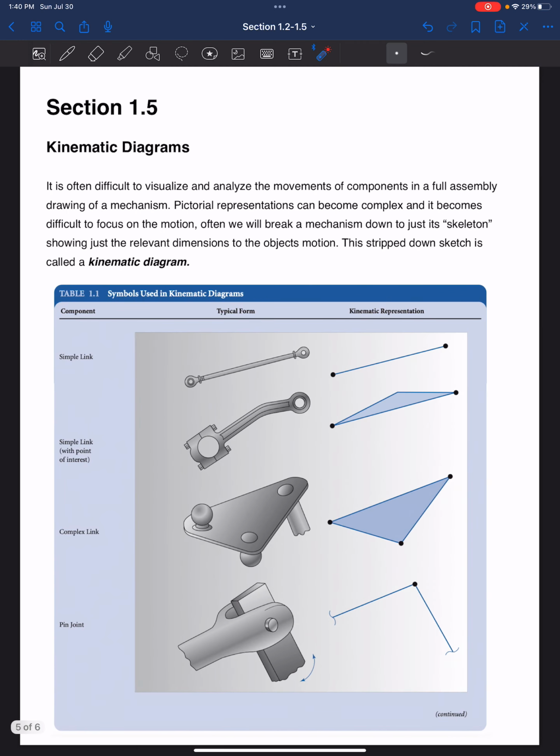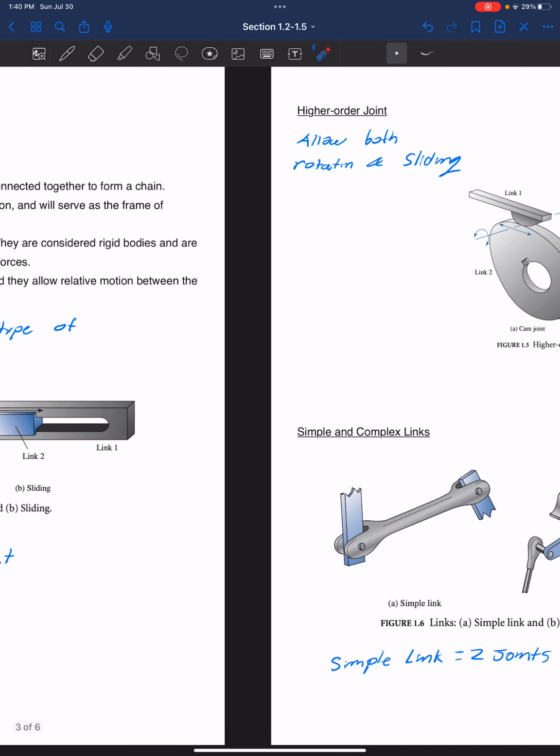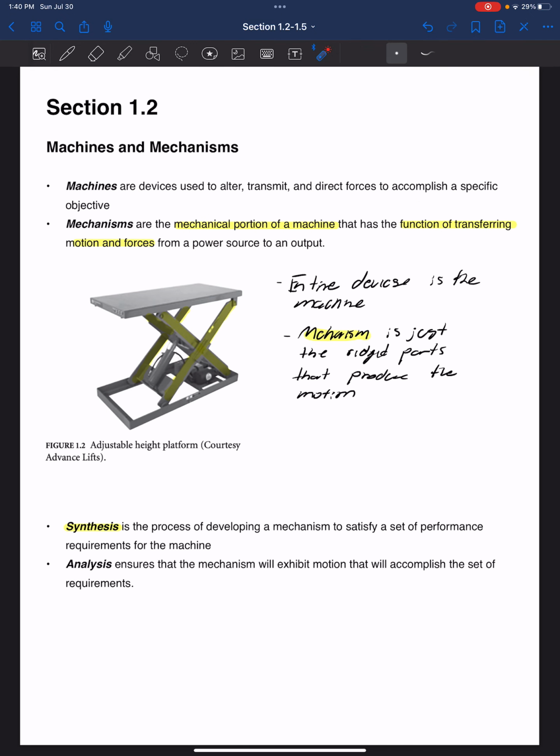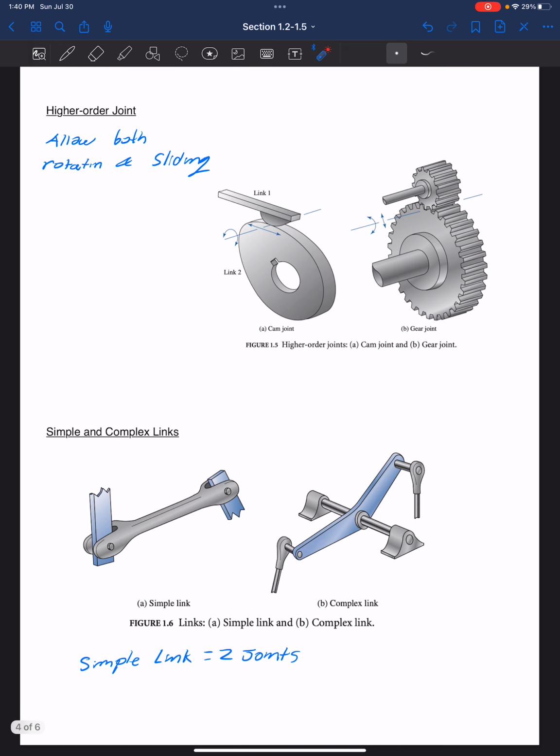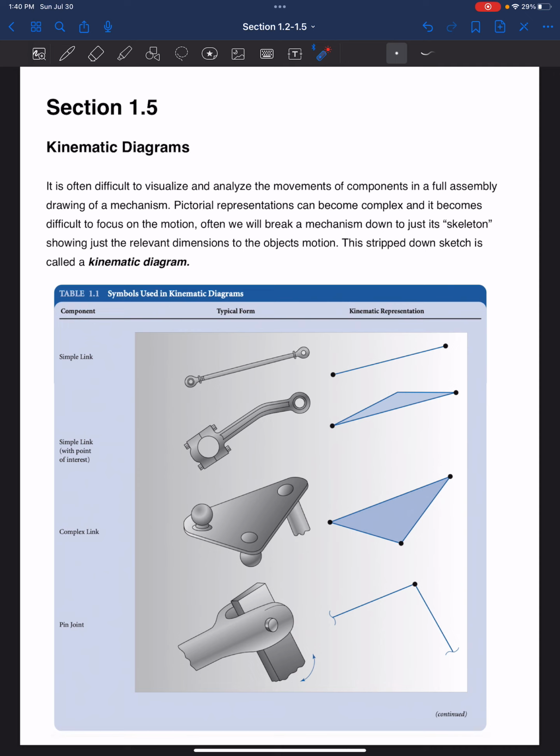And so now we're going to look at how we can model a machine or a mechanism, how we'll take this and model it so that it's easier to look at. It's often difficult to visualize and analyze the movements of components in a full assembly. Pictorial representations can be complex, and it becomes difficult to focus on just the motion. So what we're going to do is break it down into basically the skeleton of the mechanism, and this stripped down sketch is called a kinematic diagram.